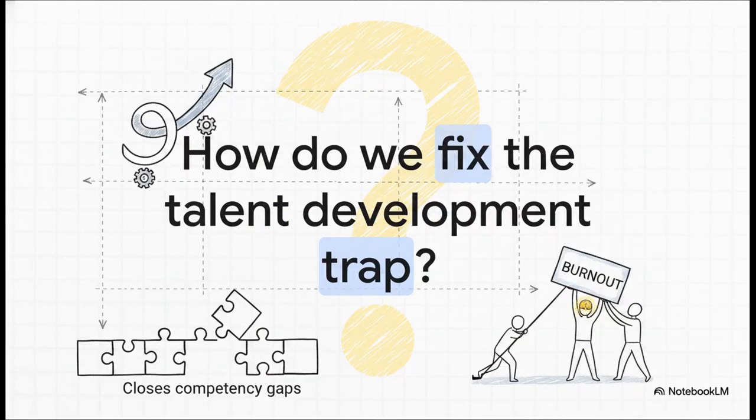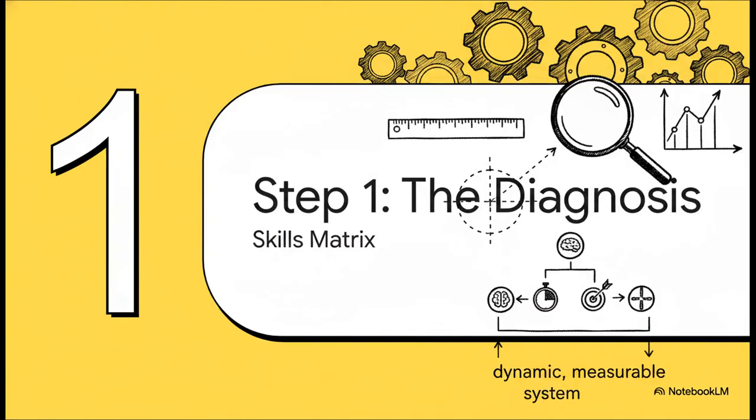So, what does this all mean? How do we actually fix this talent development trap? How can leaders systematically close these competency gaps without totally overwhelming their workforce or causing massive project burnout? Well, today we're walking through a highly structured, pragmatic blueprint to do exactly that. Let's get into it. Step 1, the skills matrix diagnosis.